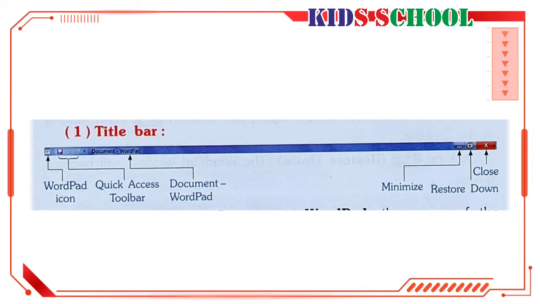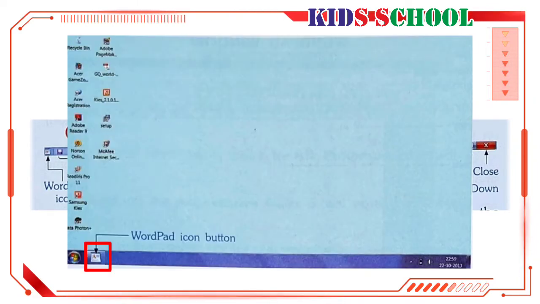Dear students, if you place the mouse pointer over an icon for a few seconds, you will see a screen tip which shows the name and function of that button. Now click on minimize. The WordPad window will disappear from the desktop. Now you can only see its icon button on the taskbar. To see the WordPad window again, just click on icon button on the taskbar.